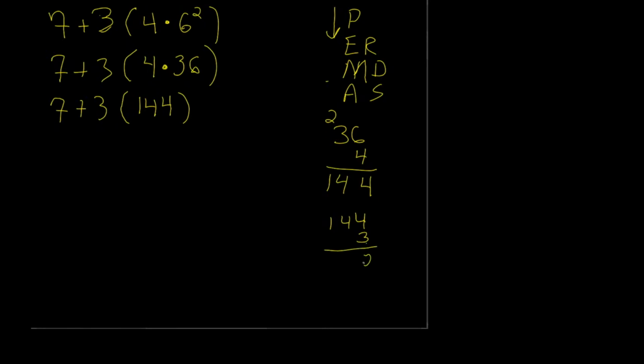3 times 4 is 12. Carry my 1. 3 times 4 is 12, plus the 1 is 13. Carry my 1. 3 times 1 is 3, plus the 1 is 4. So that's 432. And then plus the 7 gives me 439. And that's how our order of operations works for us.